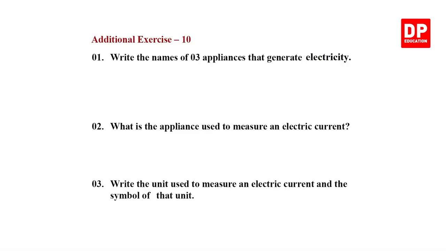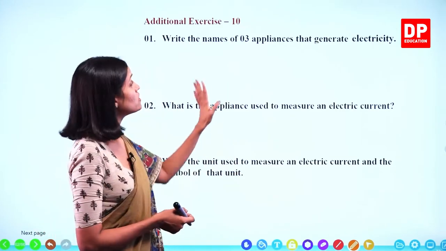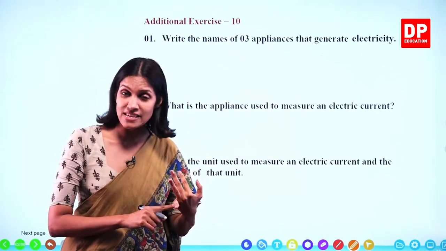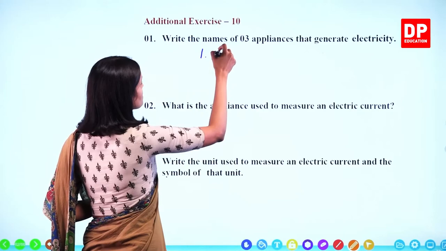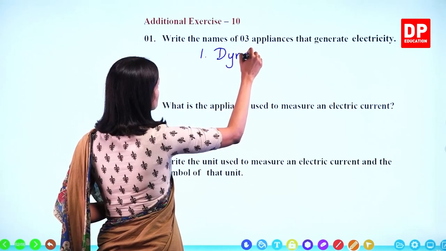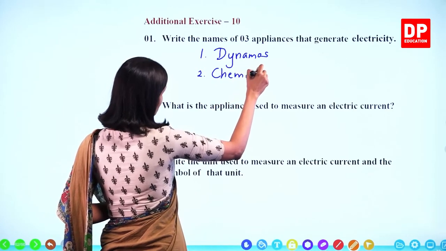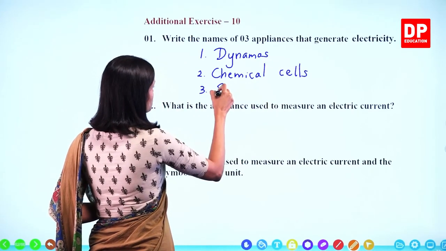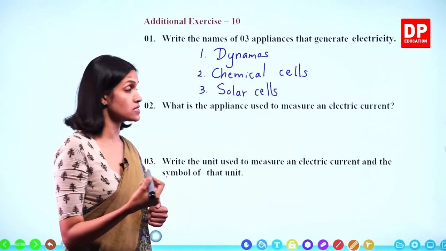Exercise number 10. Write the names of three appliances that generate electricity. Now, we discussed the same topic in different ways many times, okay? What are the main methods of generating electricity? Using dynamos, using chemical cells, and using solar cells, right? That's right. Dynamos, chemical cells, or electrical cells, and solar cells. They can generate electricity. Okay.